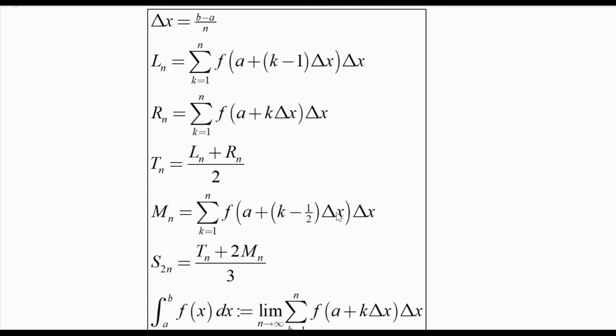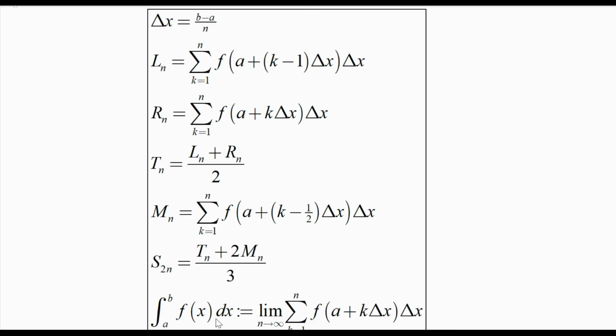Simpson's rule then is a weighted average of the trapezoid and midpoint. The midpoint rule is typically about twice as good as the trapezoid rule. And so we take two midpoints plus one trapezoid, divided by 3, and this is typically called Simpson's of 2n when you use n here. So you use trapezoid 3 and midpoint 3 to find Simpson's 6.